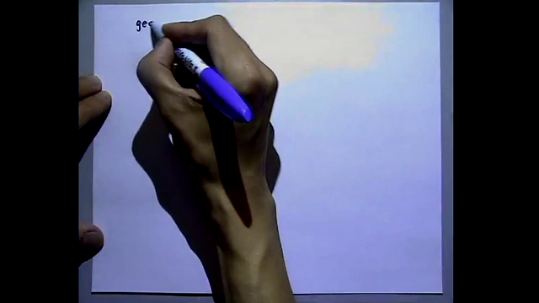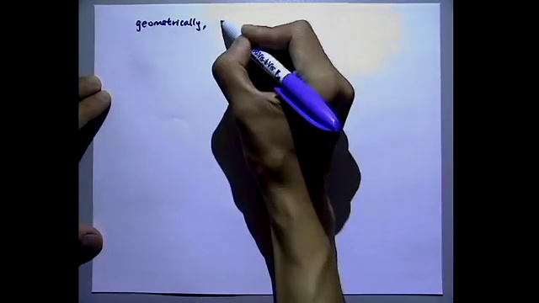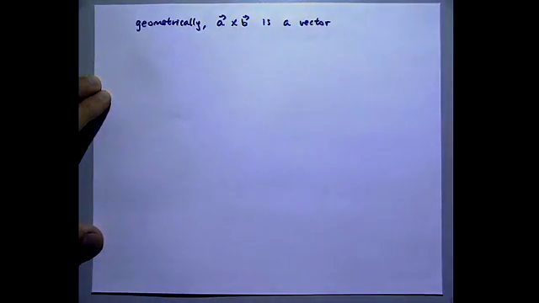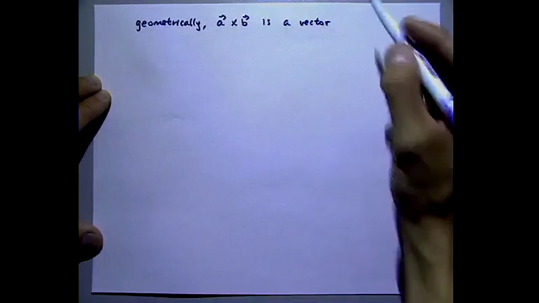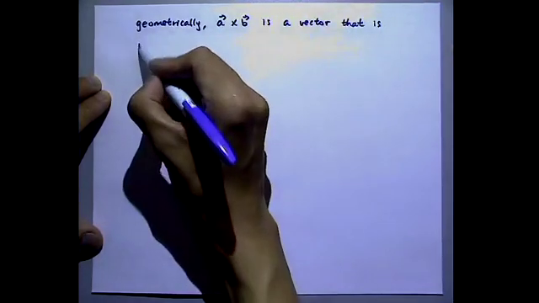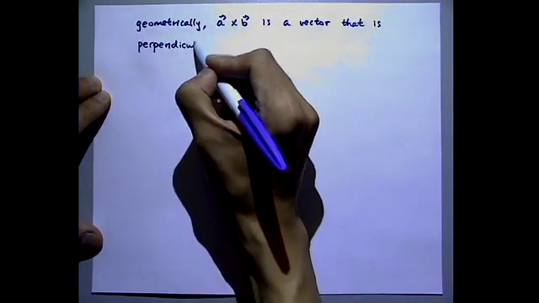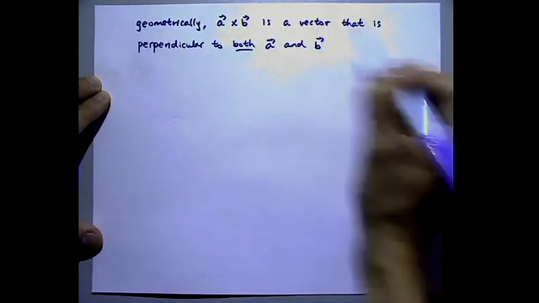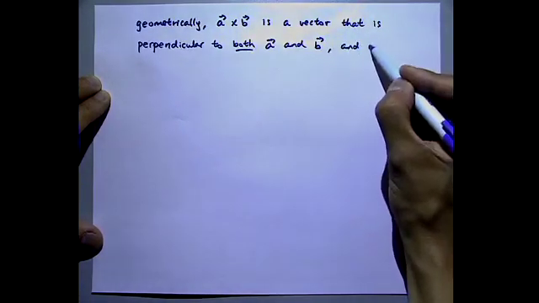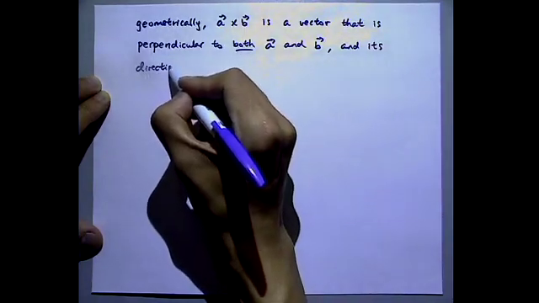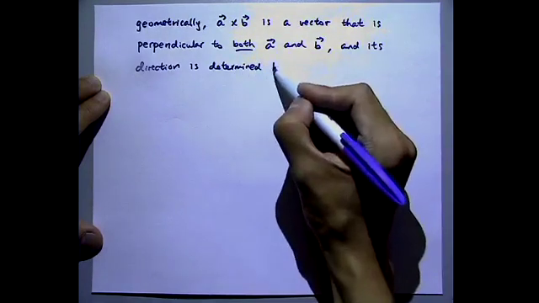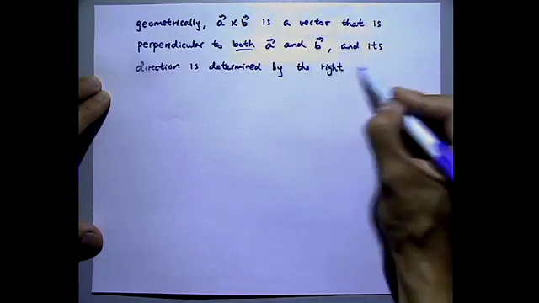Okay, now let's talk about geometrically what A cross B and B cross A give you. Geometrically, when you cross the two vectors, A cross B, what you get out is a vector that is perpendicular to both A and B. And its direction is determined by what's called the right-hand rule.